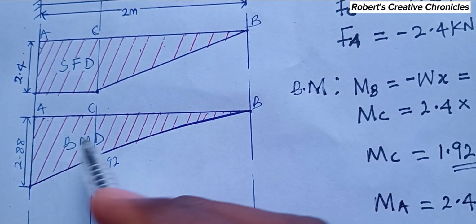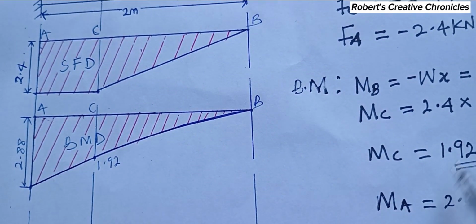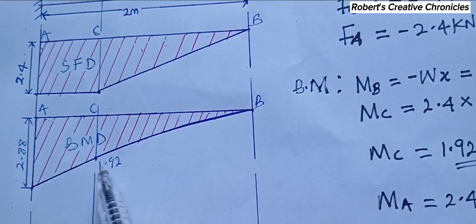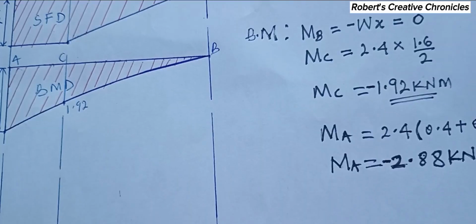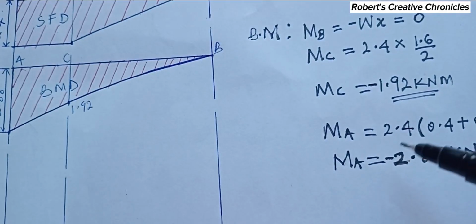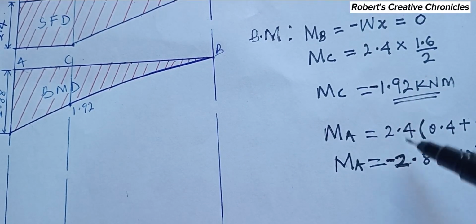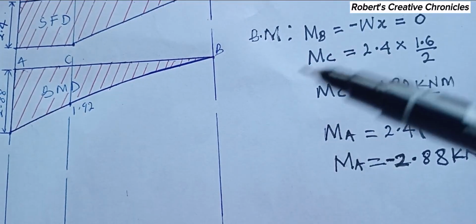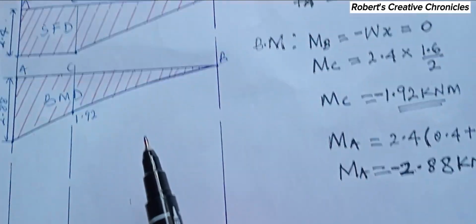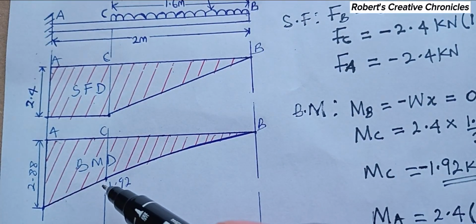This is the bending moment diagram. Here is the distance, which represents the bending moment, 2.88 kilonewton meter, and at C it is 1.92. Note that this is negative and this is also negative. I think I forgot to put that at the beginning when I was solving it, but they are both negative since the point loads or the UDL are acting downward. So here are the shear force diagram and the bending moment diagram.